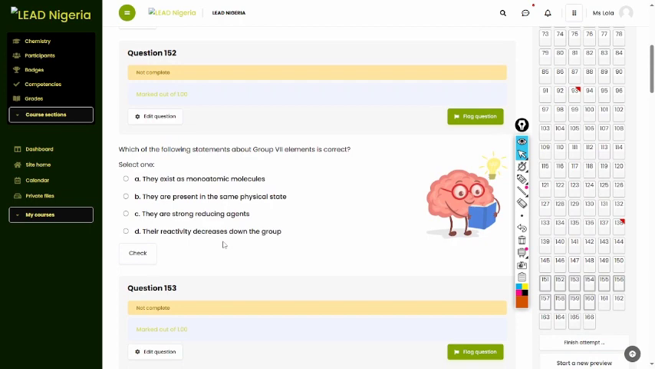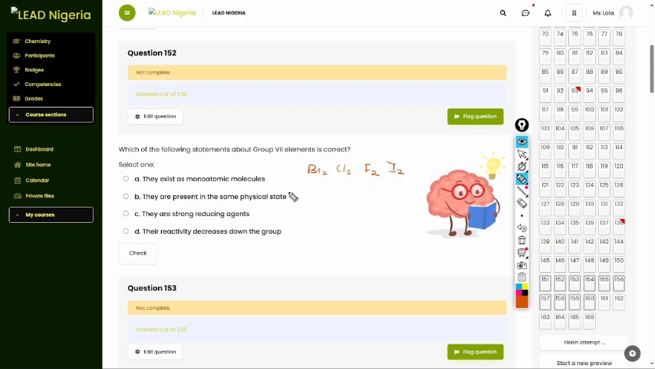Which of the following statements about group 7 elements is correct? Group 7 elements are the halogens: fluorine, chlorine, bromine, iodine. They exist as monatomic molecules. Monatomic meaning that they can stand on their own as single atoms without having to form diatomic molecules. But halogens actually exist as diatomic molecules, which means you have 2 atoms of each of them coming together to form a diatomic molecule to make it stable.